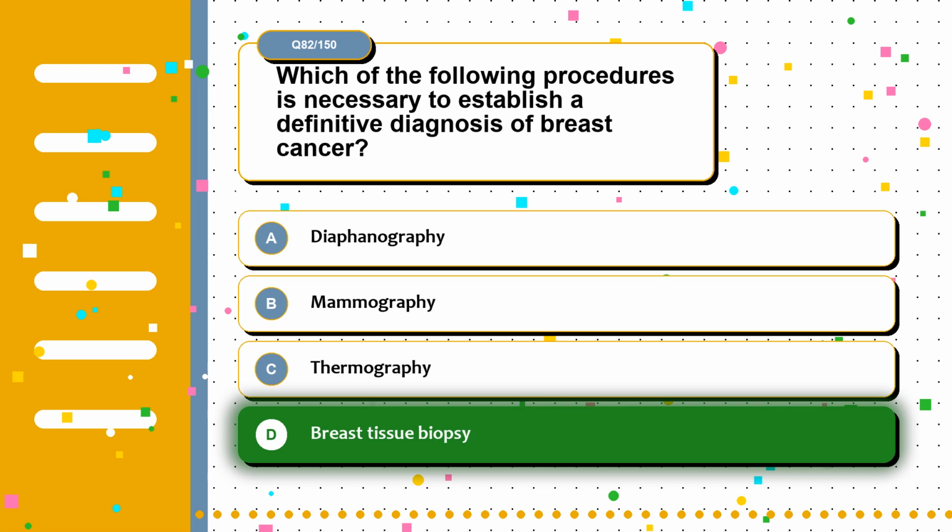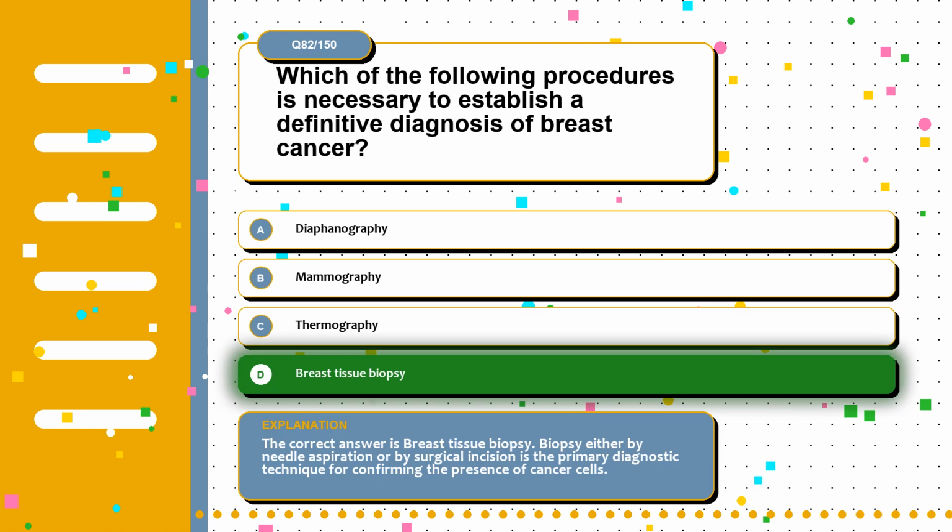The correct answer is option D, breast tissue biopsy. Biopsy, either by needle aspiration or by surgical incision, is the primary diagnostic technique for confirming the presence of cancer cells.